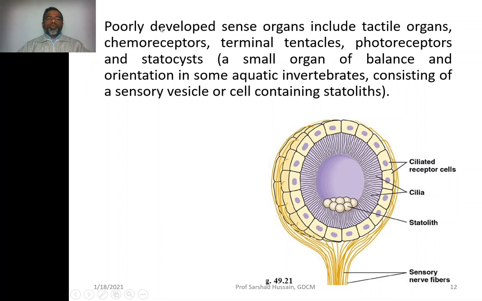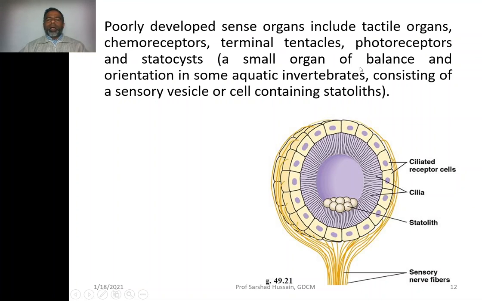They have poorly developed sense organs, which include organs for sensing touch, that is tactile organs, and chemoreceptors for detecting chemical changes. They do have the terminal tentacle present on the body, which again is a sense organ. They do have sense organs for light, photoreceptors, and the statocyst. Statocyst is this structure which is meant for balancing.